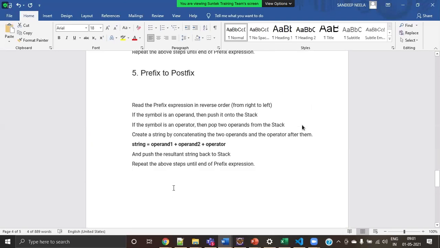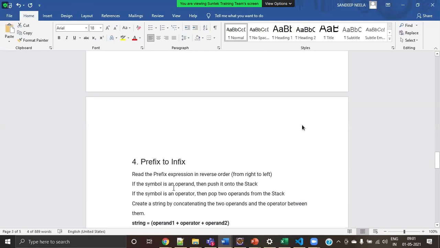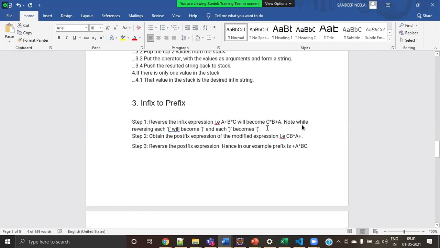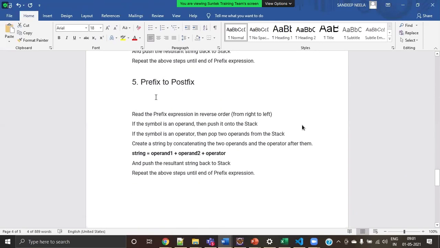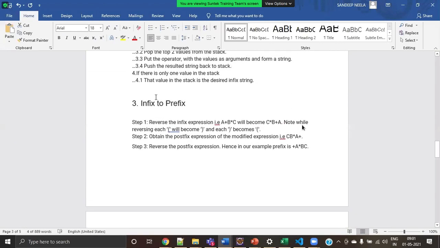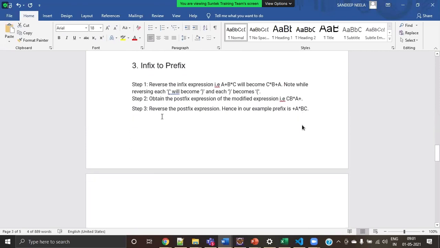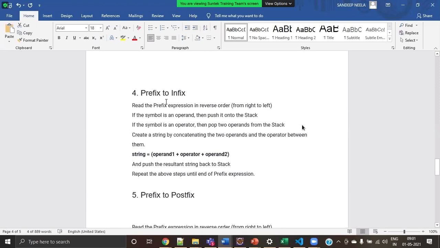Sir, will we obtain a correct answer if we do reverse of a prefix string? Prefix to postfix, you mean to say? Yes, sir. If we reverse the string, will we get the same or different? Yeah, we'll get the same. So instead of doing the two methods, we can directly do the reverse method. Given string reverse, without going to infix, you want to do that directly? Yes, sir. Okay.